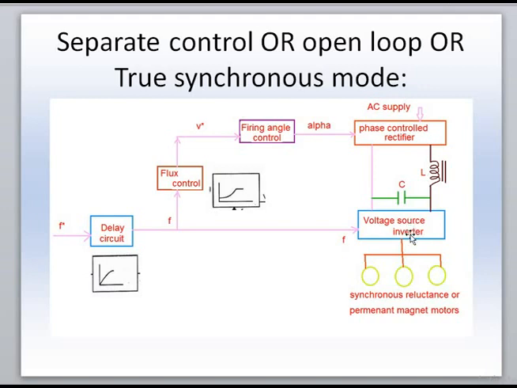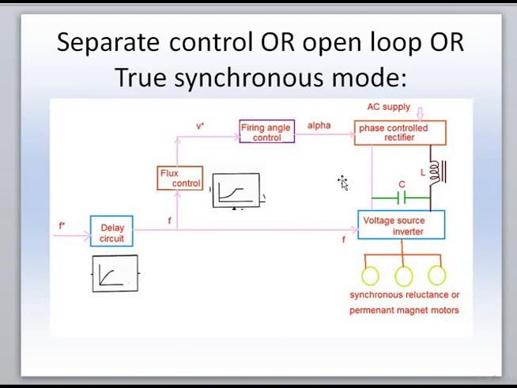The VSI takes the DC supply and produces an AC supply. That's why the filter removes harmonics, so that pure DC is fed to the VSI. The VSI again converts the DC supply to AC and controls the synchronous motors. It is a multi-machine control system. This is the basic circuit diagram.